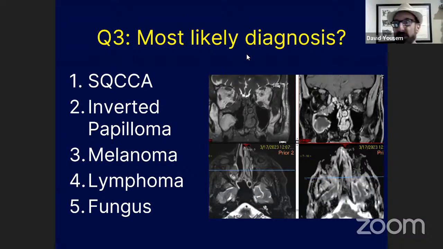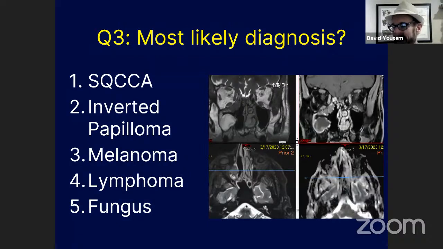So given all of these findings, what do you think the most likely diagnosis here is? Is this a squamous cell carcinoma? Is this an inverted papilloma? Is this melanoma? Is it lymphoma, or is it fungus? So our lesion is here, relatively dark on the T2, showing contrast enhancement. Dark on T2, a little bit of obstructed secretions, and low on ADC map. What do you think the most likely diagnosis is? So number 1 for squamous cell carcinoma, number 2 for inverted papilloma, 3 for melanoma, 4 for lymphoma, and 5 that there's a fungus among us.